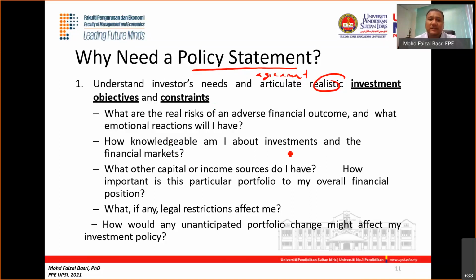So a lot of questions lah you boleh tanya kat sini. What are the real risks? Macam emotional reaction tadi, you can gauge this from the questionnaire. Ingat tadi questionnaire ada up to 18 marks punya score tadi kan. So you can gauge this kind of question from the questionnaire. Okay, in terms of their knowledge about investment, the source of income. Ini semua you boleh dapat dalam financial plan tadi. So, this is basically to understand the customers punya background and also their behavior. Okay, behavior towards their own money. Right?